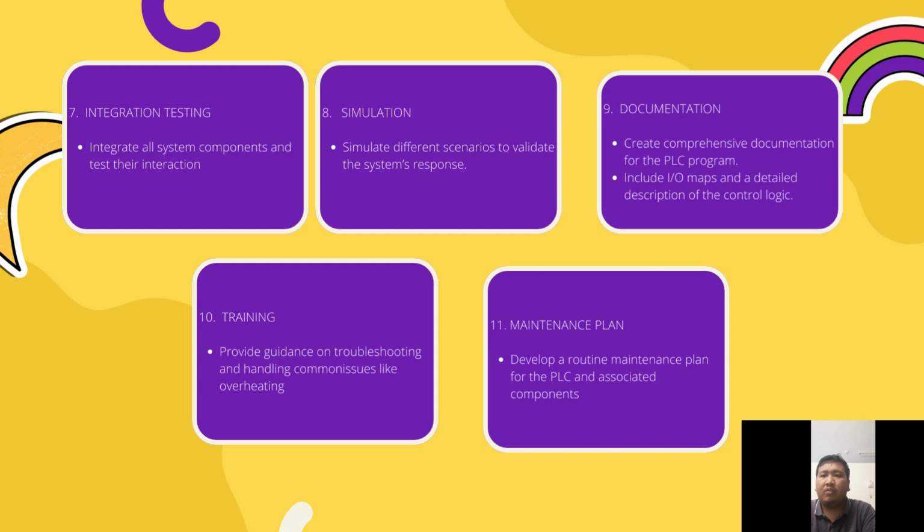Number 10 is training, which is to provide guidance on troubleshooting and handling common issues like overheating. Number 11 is the maintenance plan, which is to develop a routine maintenance plan for the PLC and associated components.